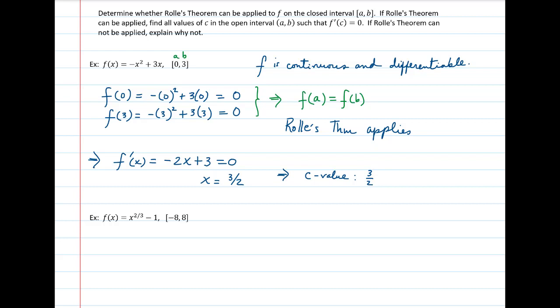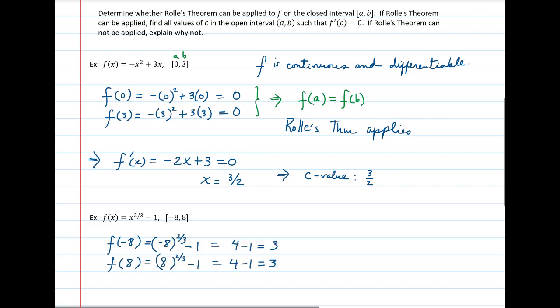All right, here's another example. We have f of x is equal to x to the 2/3 minus 1, and our interval is negative 8 to 8. I'm going to go ahead and check that the function values at the endpoints match. That's part of the conditions of Rolle's theorem. And they do match. f of negative 8 is equal to 3. f of 8 is equal to 3. So therefore, f of a is equal to f of b, where a is negative 8 and b is 8.